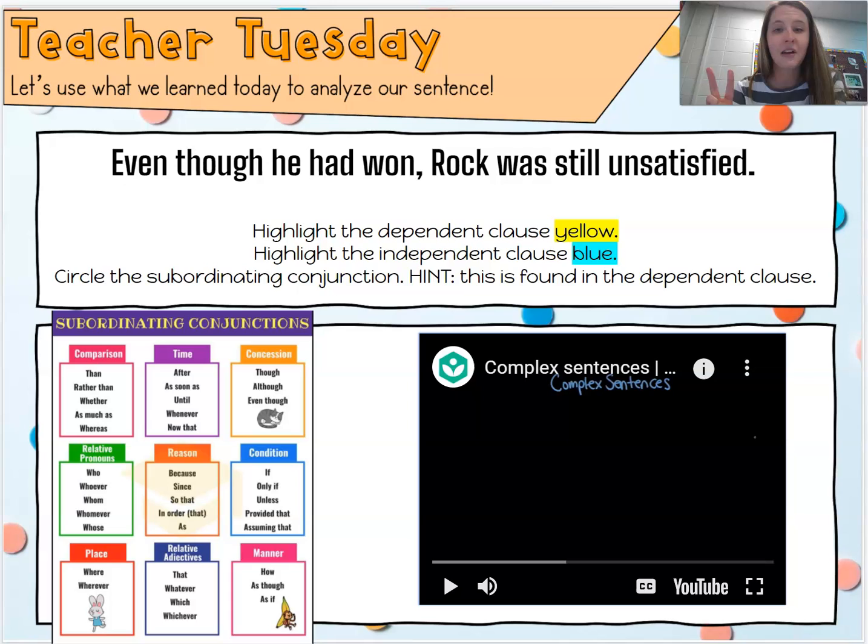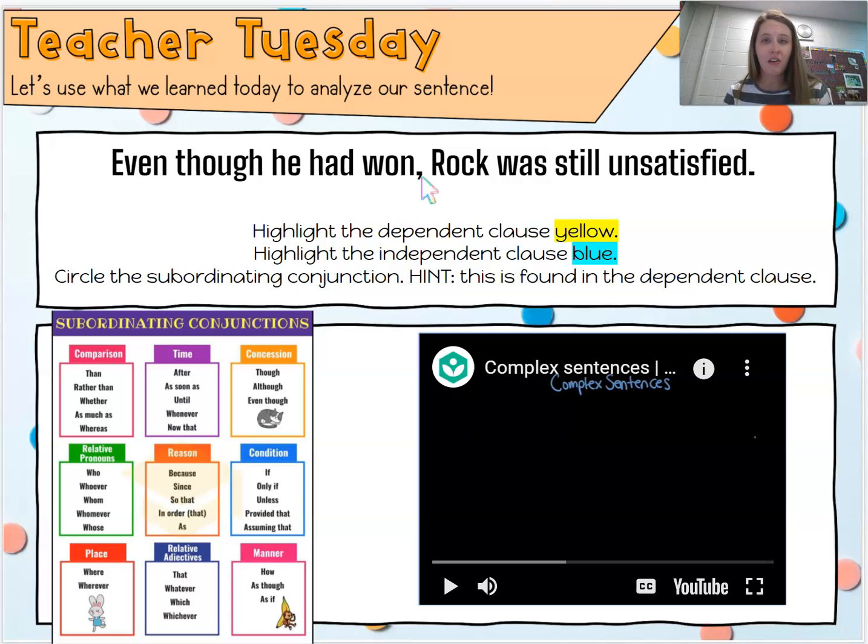Now I'm thinking to myself, okay, the independent clause means it makes sense all by itself. And so if I broke this up right here in the middle at the comma and it says, "even though he had won." Well, when I read that out loud, I think, what? Even though he had won, what happens next? I don't have a complete thought. That must be my dependent clause. So I would highlight that yellow.